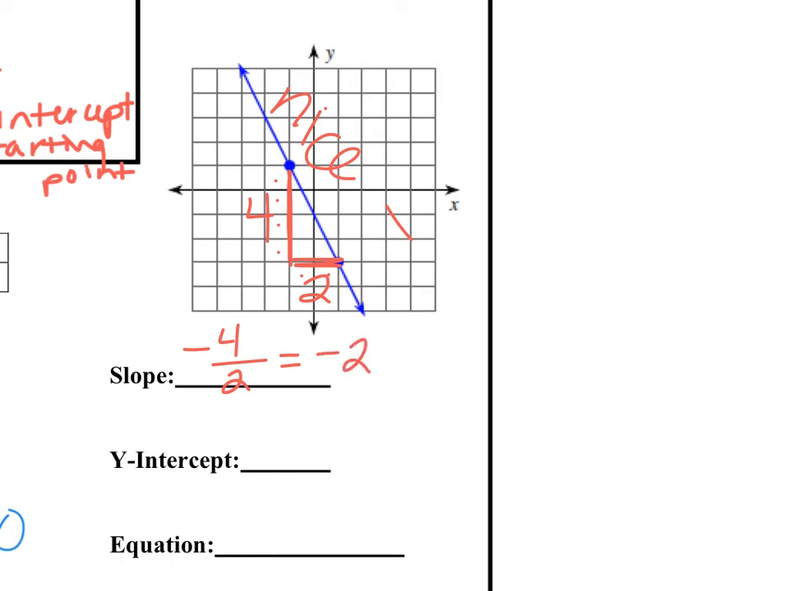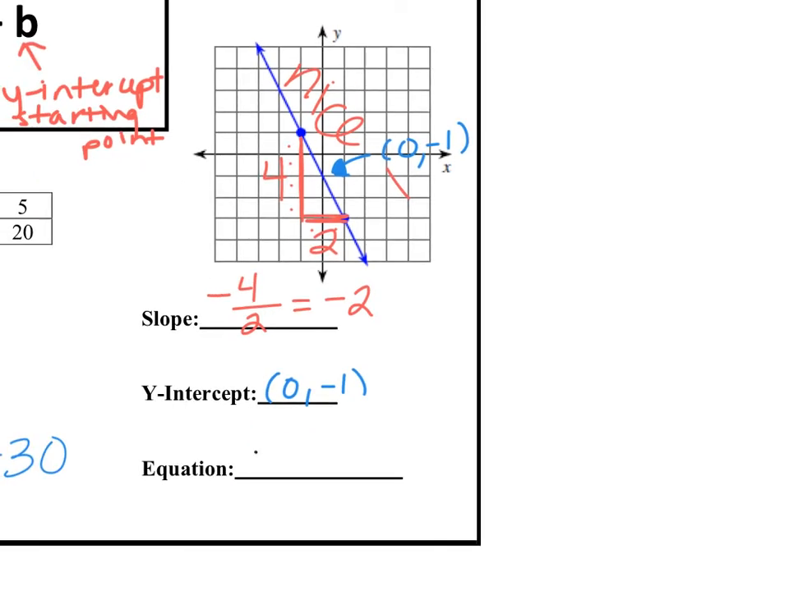The y-intercept is where the line crosses the y-axis, the y-intercept. So that would be at, looks like 0, -1. Put that together in an equation. Y equals -2x minus 1.